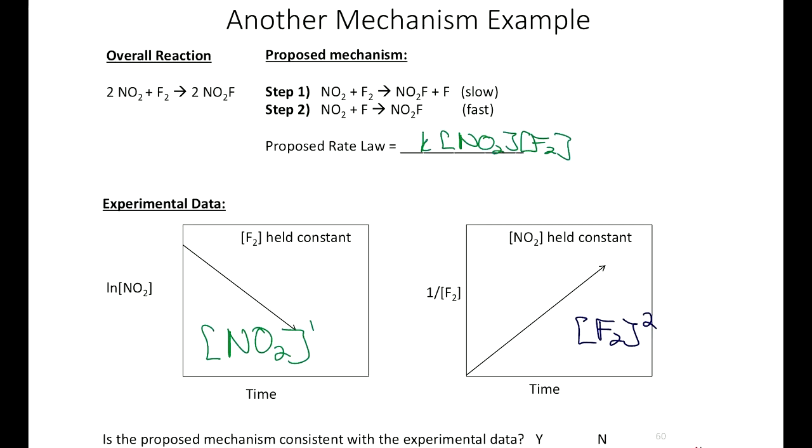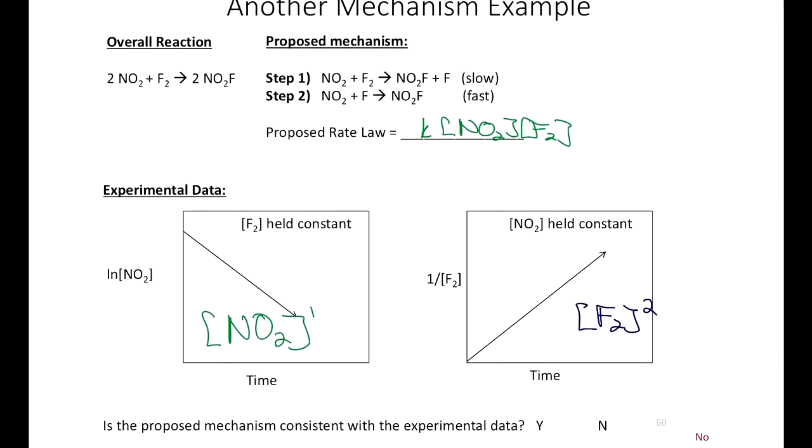Okay, so tell me, is this mechanism consistent with the experimental data? No, it's not, because we would want a mechanism where rate equals k, NO2 to the first power, and F2 to the second. That's what we would want. Okay? I think this is fun.